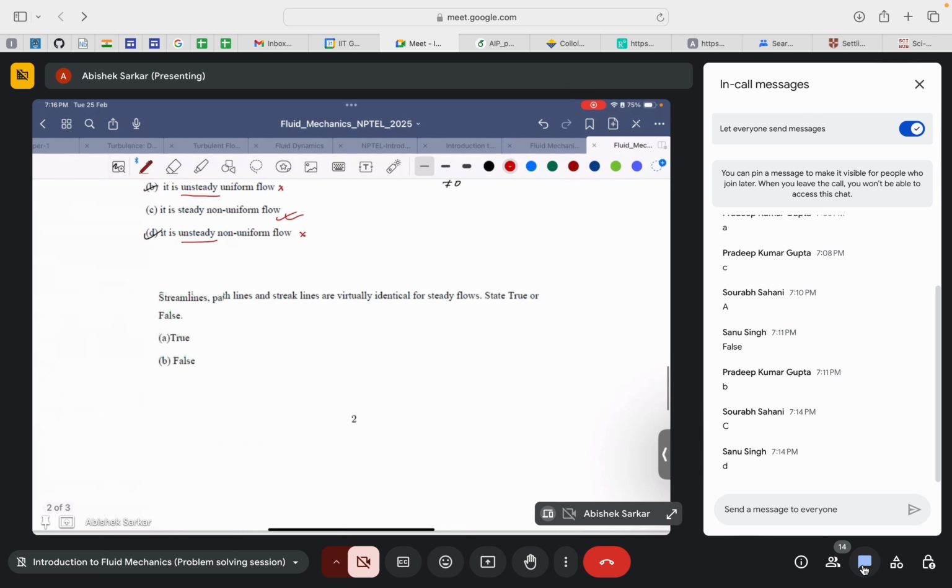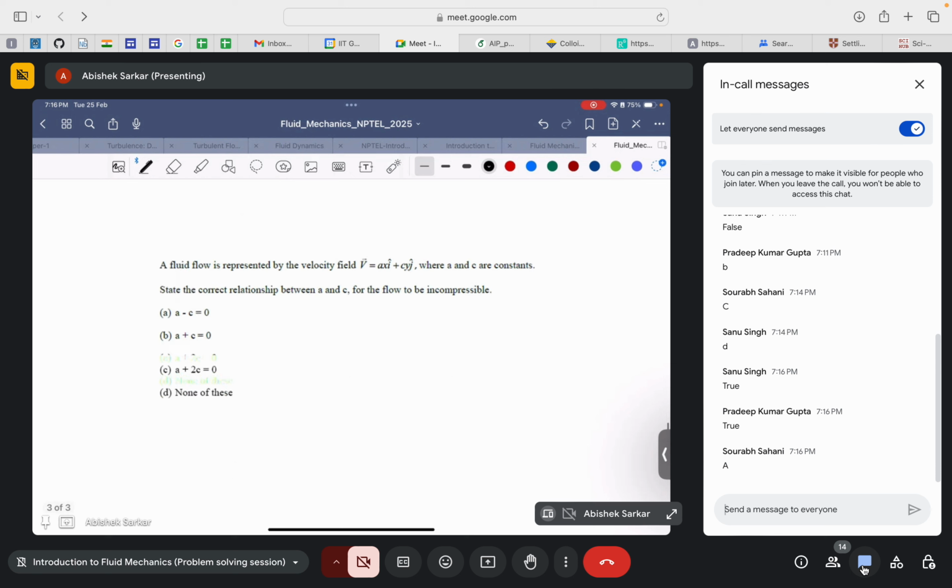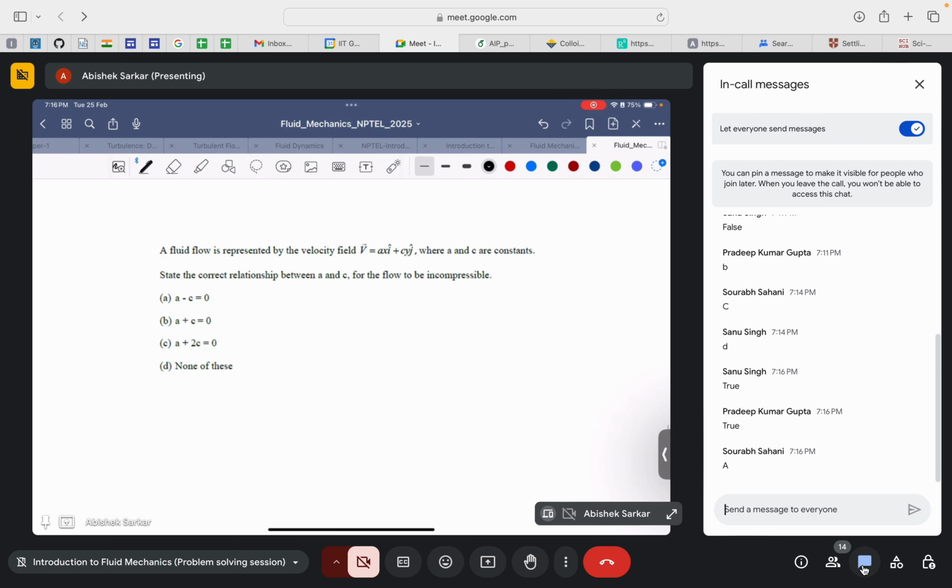So let us look into the next question, question number 6. Streamlines, path lines, or streak lines are virtually identical for steady flows. State true or false. I think it cannot be much simpler than this one. True, yeah. I emphasized this a lot of time, reiterating it again and again, so it is true. Explanation I think I don't need to give.